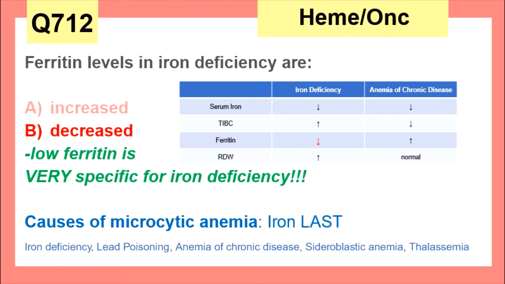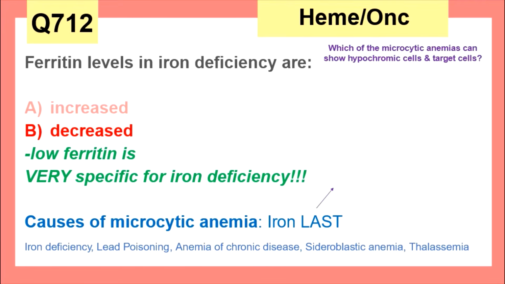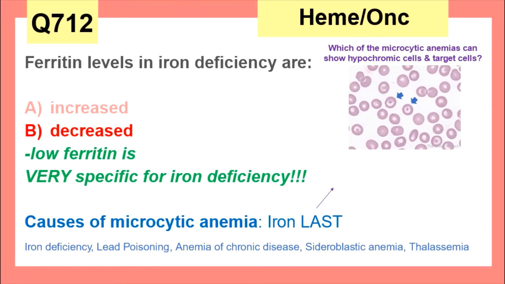I just wrote causes of microcytic anemia over here. Iron deficiency last, 5 causes of microcytic anemia. But our question is going to be, which of these microcytic anemias can show hypochromic cells and target cells? Here we see the target cells, and the answer is we can really see it in all of them. And that's why we don't use peripheral smear in a diagnosis of someone with microcytic anemia, because all of them can show these cells.